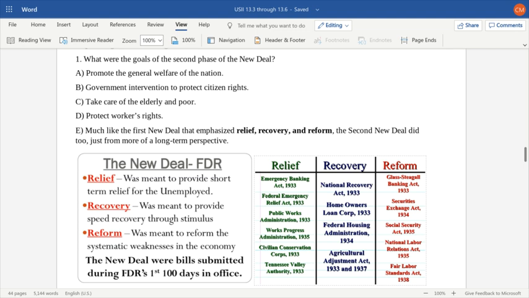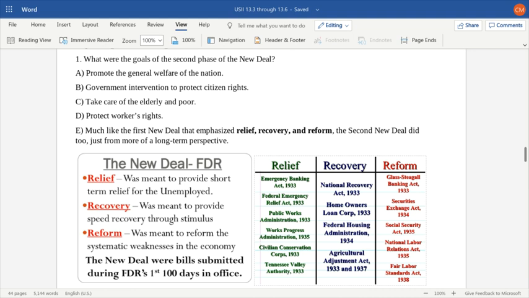So let's take a look at some more details about the 3 different types. And you should be able to identify these programs moving forward, which ones are relief, which ones are recovery, which ones are reform. Relief is meant to provide short-term help for the unemployed, so like immediate assistance. This would include assistance for food and pay for your housing, your utilities, things like that, making things more instantaneously affordable for you so you can get by.